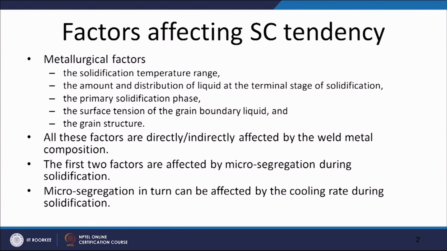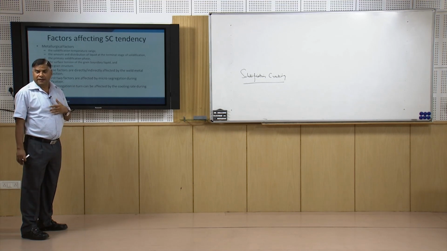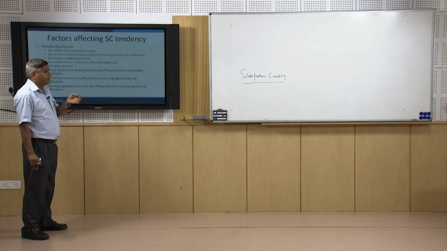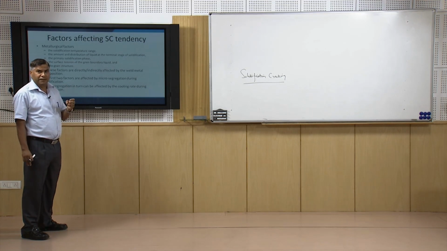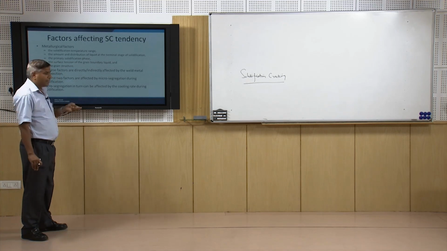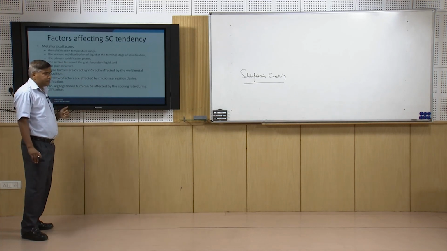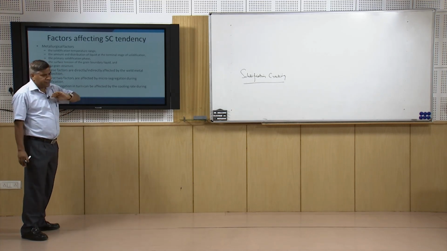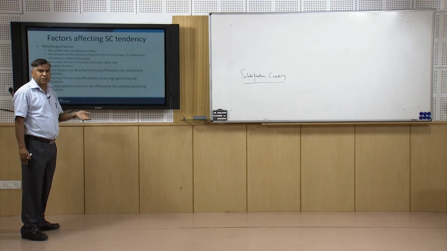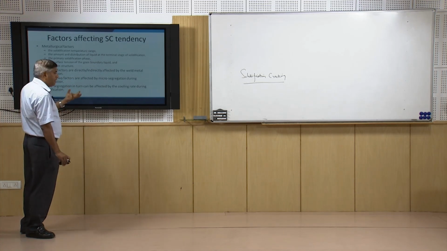Amount and distribution of the liquid metal at the last stage of the solidification: if the amount is very small or very large, in both cases solidification cracking will not happen. But if the amount of the low melting point liquid metal left at the last stage of solidification is in between, then it will promote the cracking to the maximum level. Similarly, for the distribution, if it is present in the form of a film, then it promotes the cracking as compared to the case when the liquid metal is present in the form of balls.